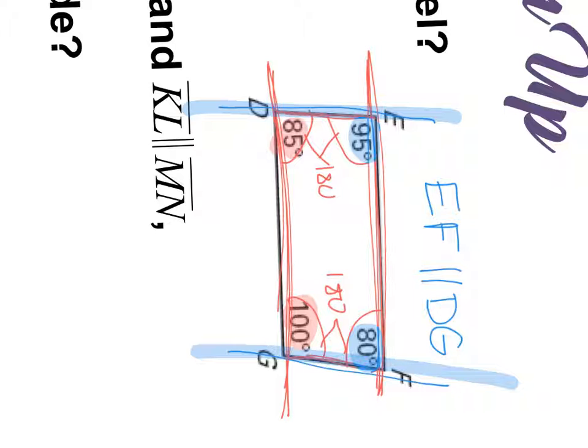Does that make sense? And then same here. These two would have to add up to 180, and they don't. They're 175. So why would it not be ED and FG? Because we just said that those can't be parallel because these are not supplementary. If these are not supplementary, then those lines can't be parallel. You're welcome.